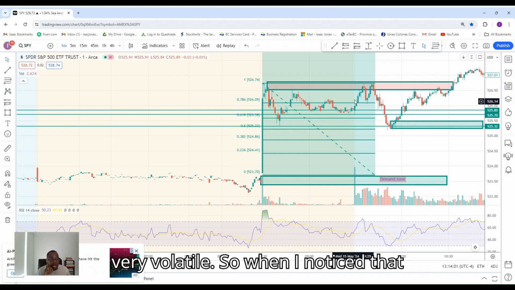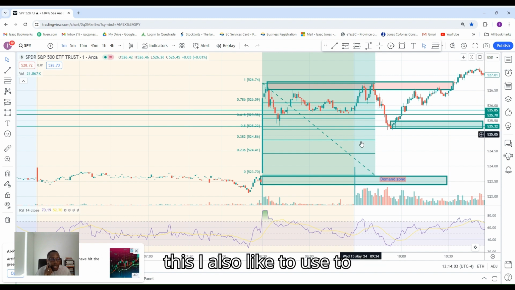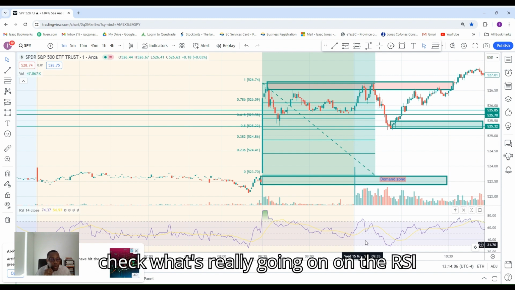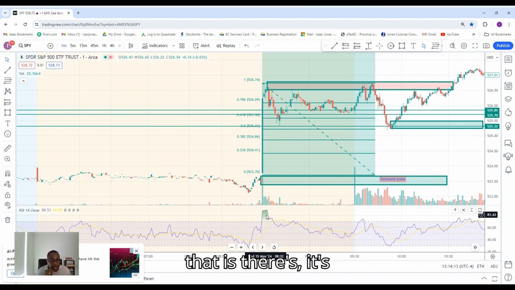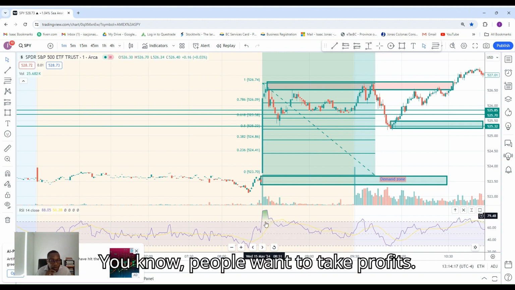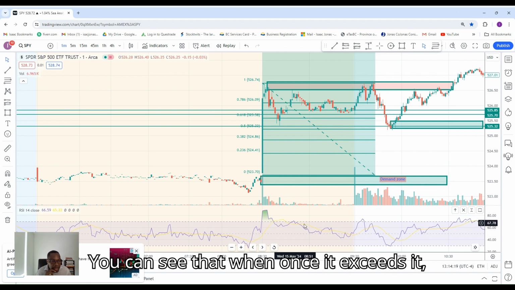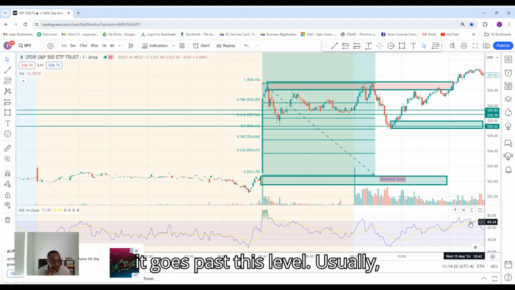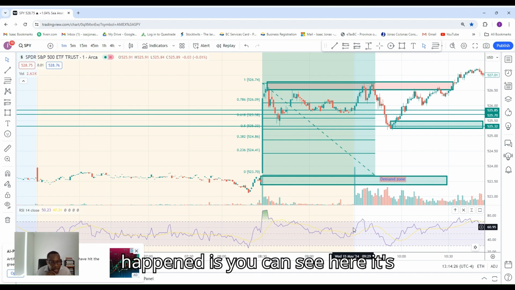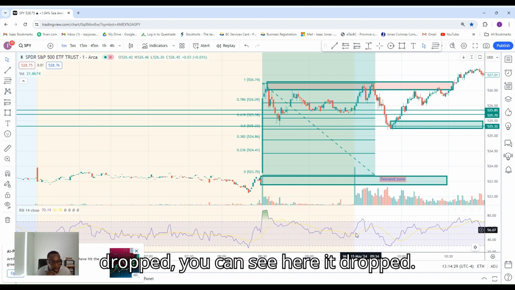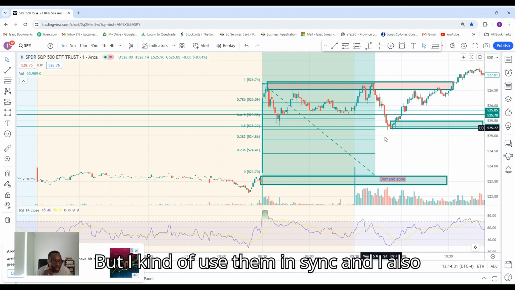Usually it's very volatile. So when I noticed this, I also like to check what's really going on with the RSI indicator, because usually each time it's overbought, right? People want to take profits. You can see that once it goes past this level, usually it goes down. So what then happened is, you can see here it dropped, you can see here it dropped, but I kind of use them in sync, and I also have the volume.